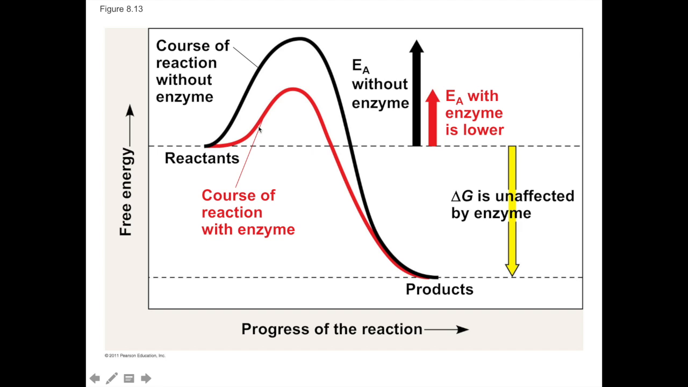So we add an enzyme, and it turns out that this activation energy can be decreased. It sort of gives the reaction a little bit of a push, which makes it occur a lot more quickly. But the Gibbs free energy of the reactants and the products stays the same because it is a physical property of those molecules.